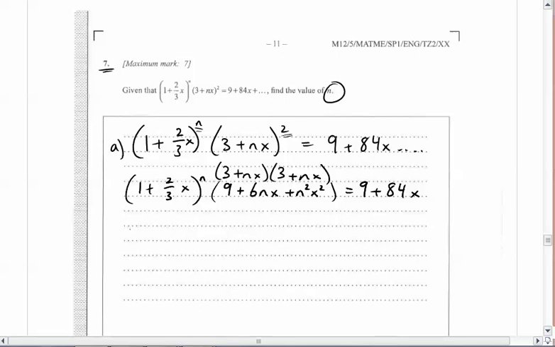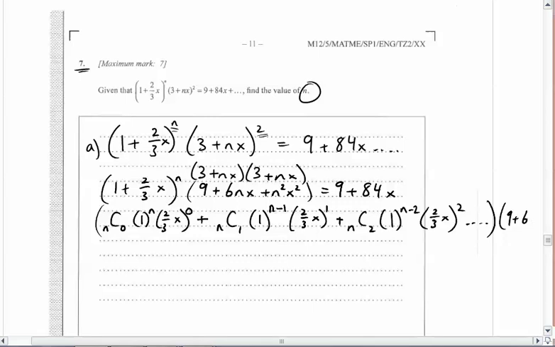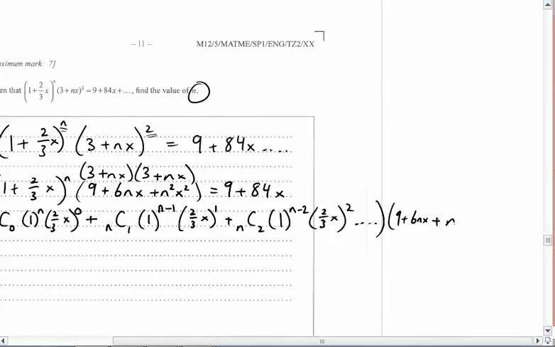which says that in order to expand that, to find the terms, the first term would be n choose 0. 1 would happen n times. 2/3 would happen the rest of the time, 0 times. Next term would be n choose 1. 1 happens n minus 1 times, and 2/3 x happens once. n choose 2: 1 would happen n minus 2 times. 2/3 x would happen twice, and so on and so forth. And all of this will get multiplied by 9 plus 6nx plus n squared x squared. Whew. And all that has to be equal to 9 plus 84x, and so on and so forth.